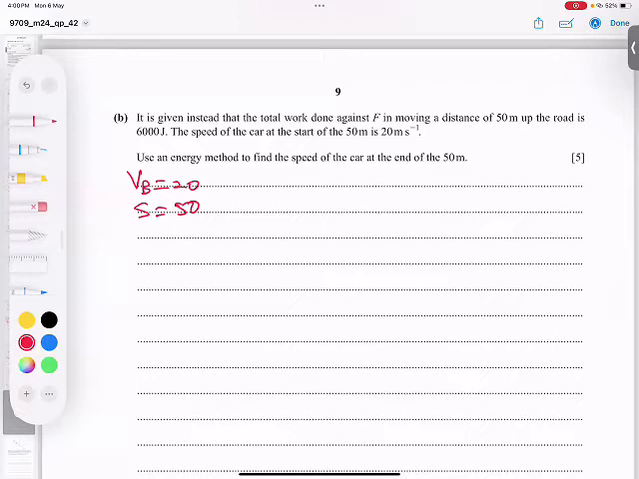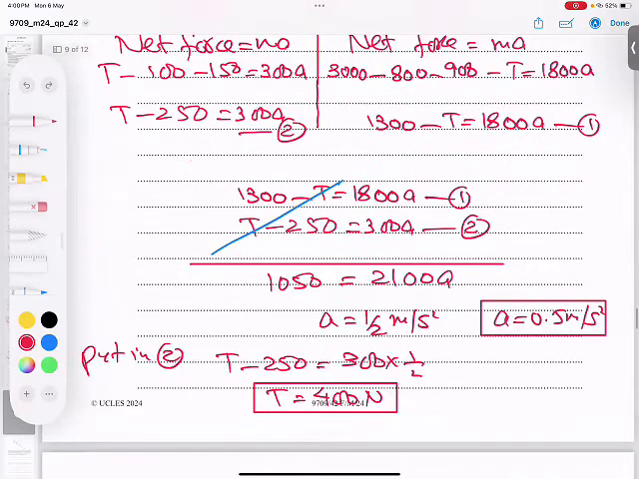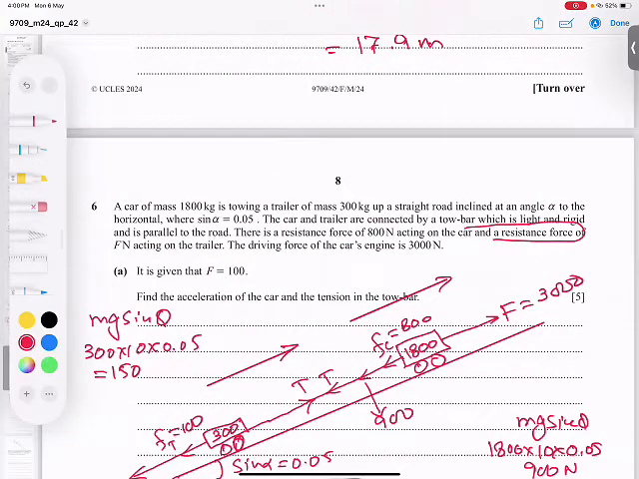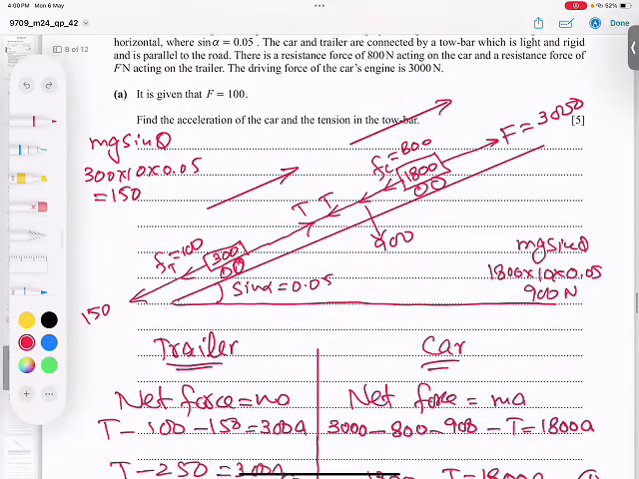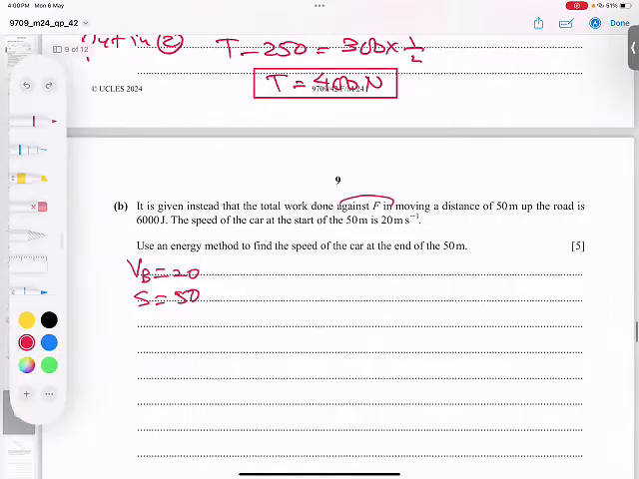And instead, the total work done against F. You know what F talks about? If you go back and look at F, F is given here. The resistance force acting on the trailer is F. That F he wrote here. So this is against F. It means this is the work done against the trailer. Work done, I'm writing here, work done by friction force by trailer. So it is given 6,000 joules.